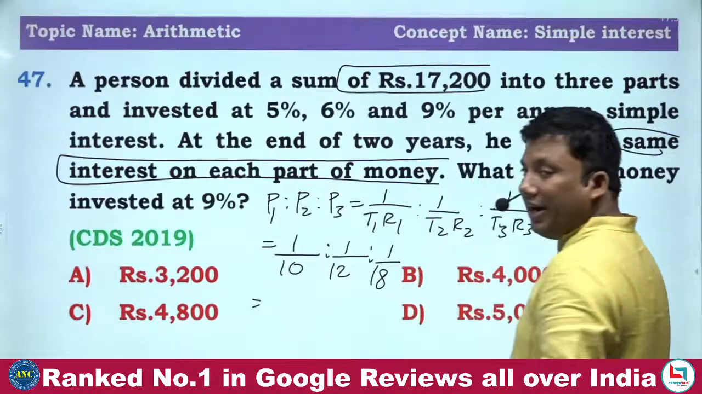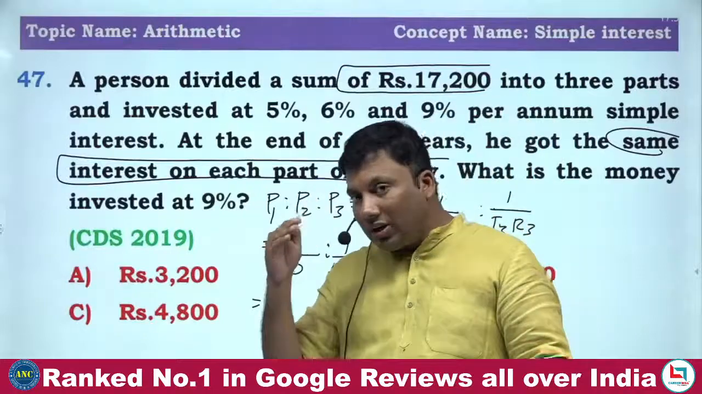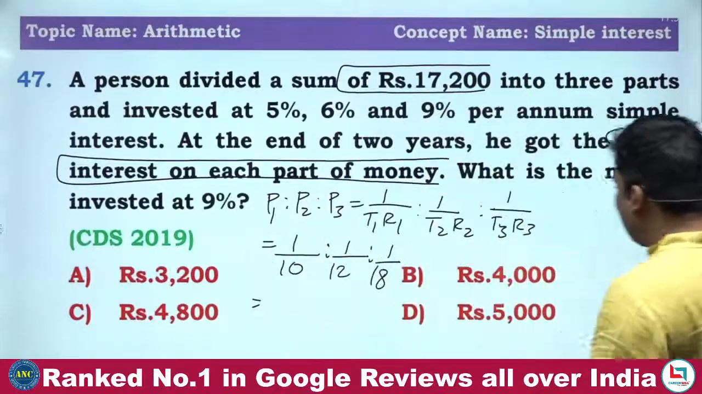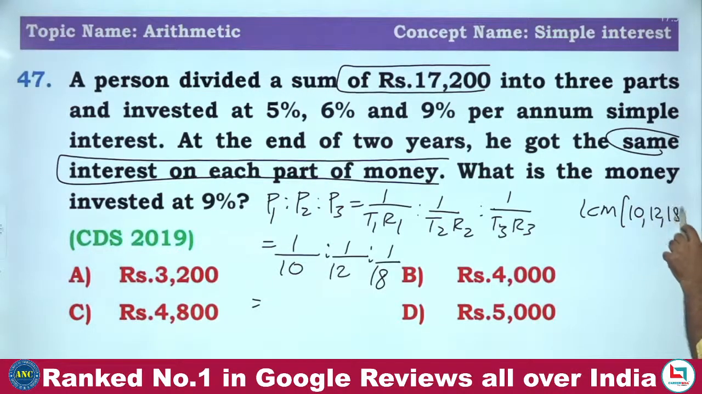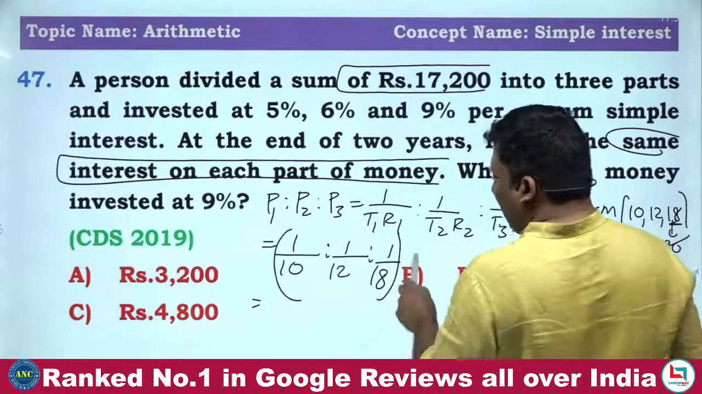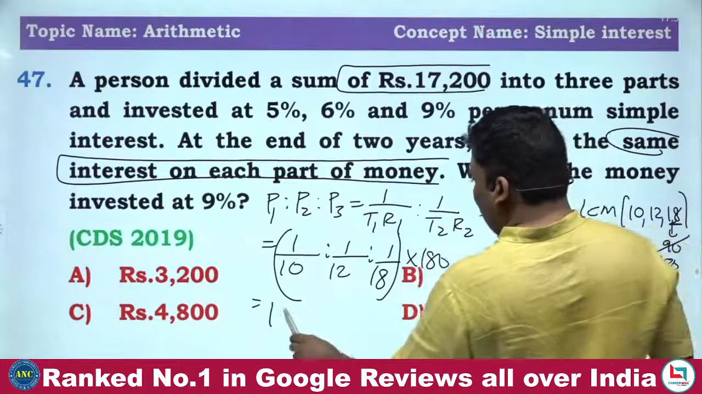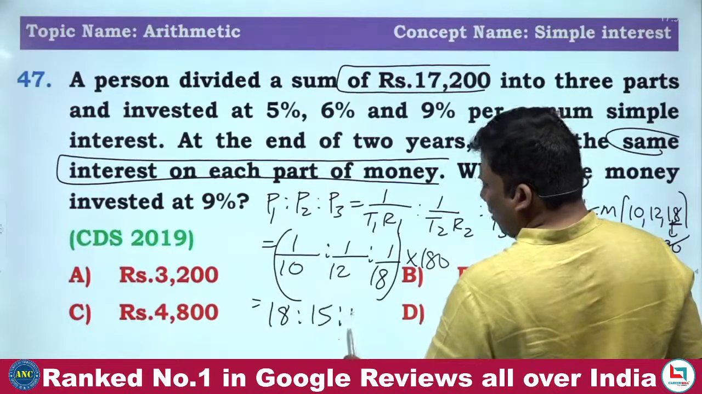These 10, 12, 18 are in fractions. How to convert fractions into integers? Take the LCM of 10, 12, and 18. The largest number is 18. What is the multiple of 18 that is divisible by 10? 18 fives are 90. 90 is not divisible by 12. Next multiple, 180. 180 is divisible by 10 and 180 is divisible by 12. So multiply by 180.